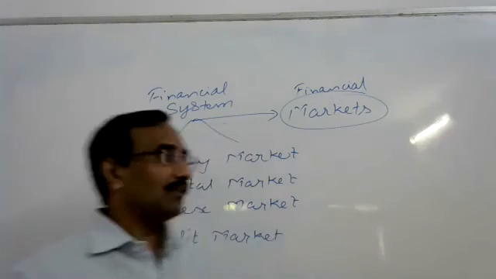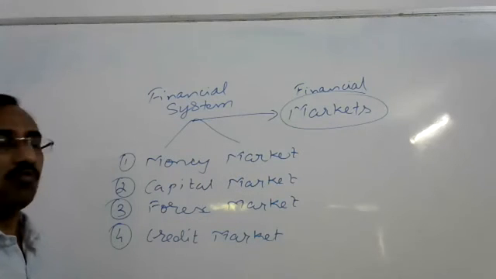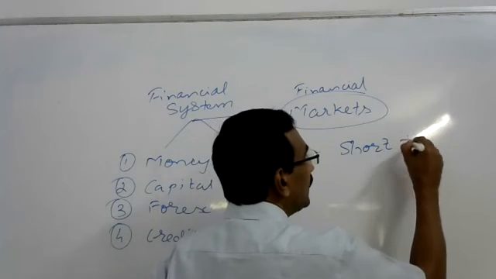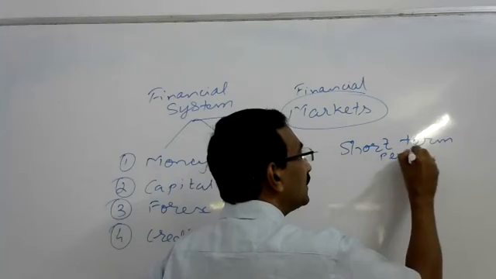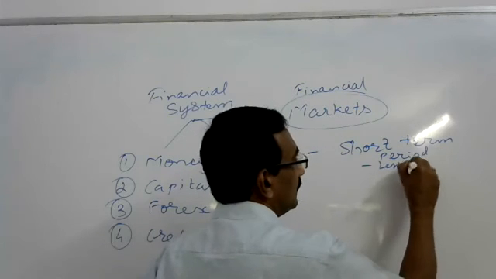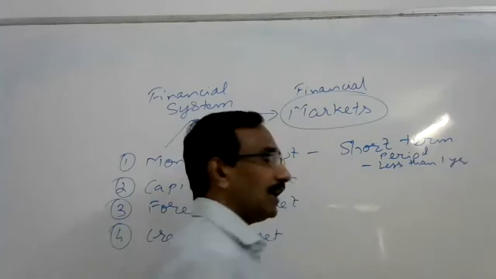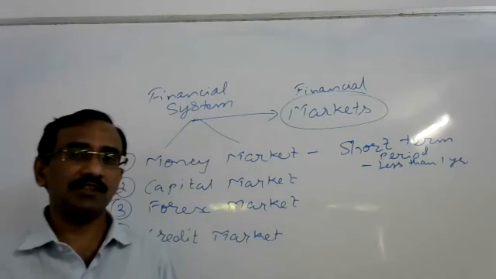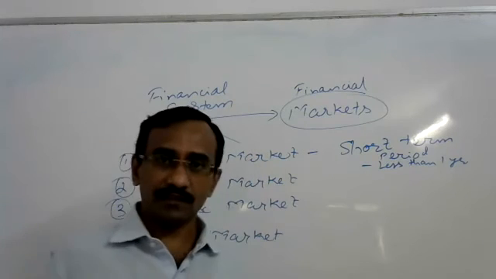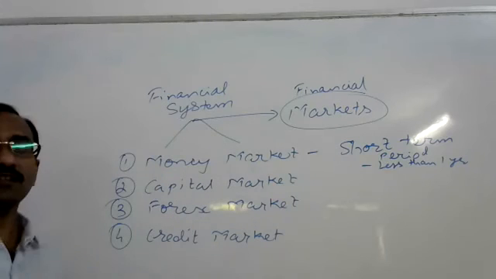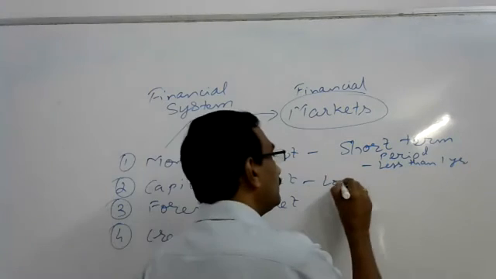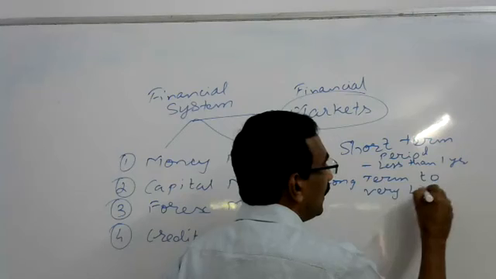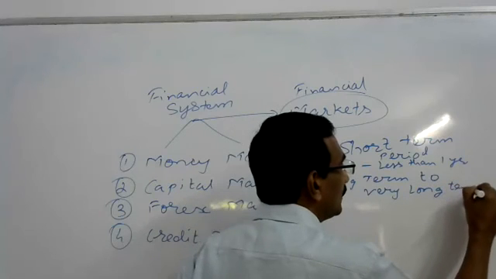Where is the market? So money market is always for those who are looking for a short-term period. Short-term period means less than 1 year. If I want to give money to somebody for less than 1 year, because I may have something after 1 year, then I have to go to the money market. Capital market, long-term to very long-term. Very long means 100 years or even more.